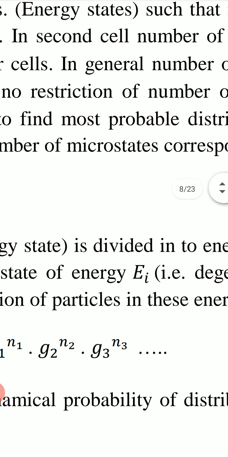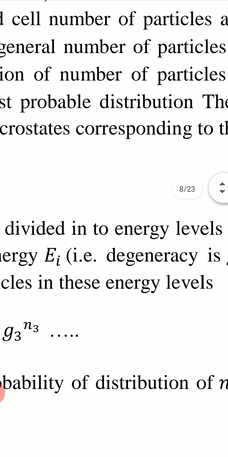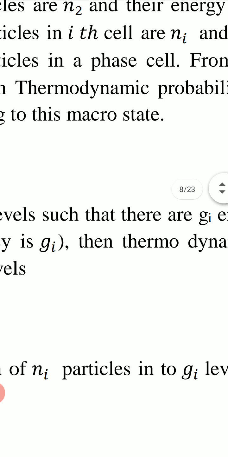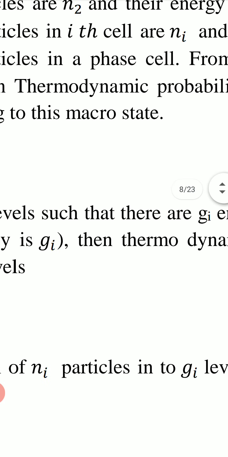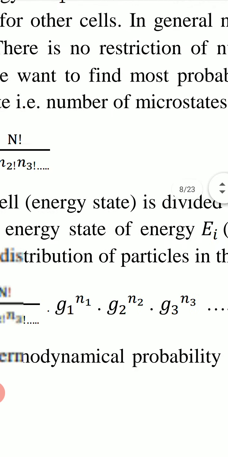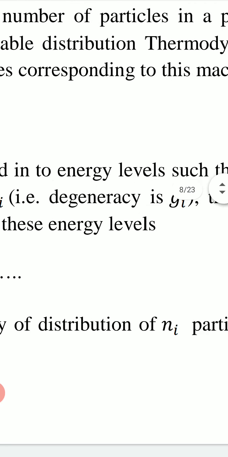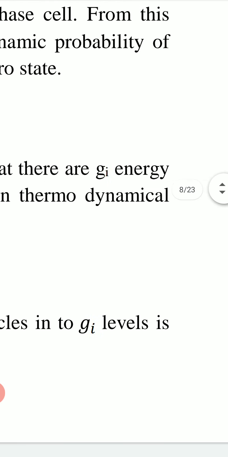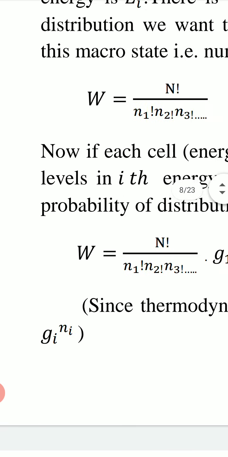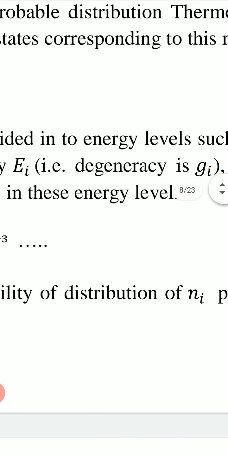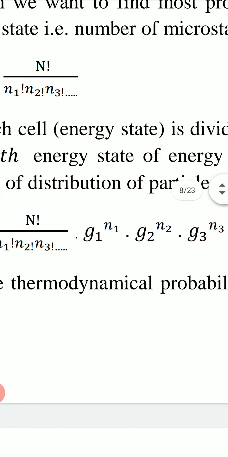There is no restriction on the number of particles in a phase cell. The number of particles may assume any value. From this distribution, we want to find the most probable distribution, the thermodynamic probability of this macrostate, that is, the number of microstates corresponding to this macrostate.